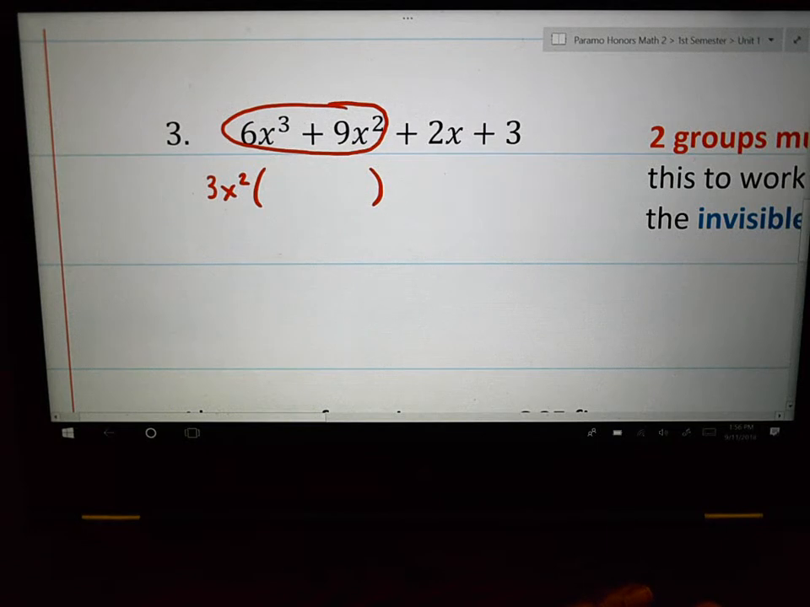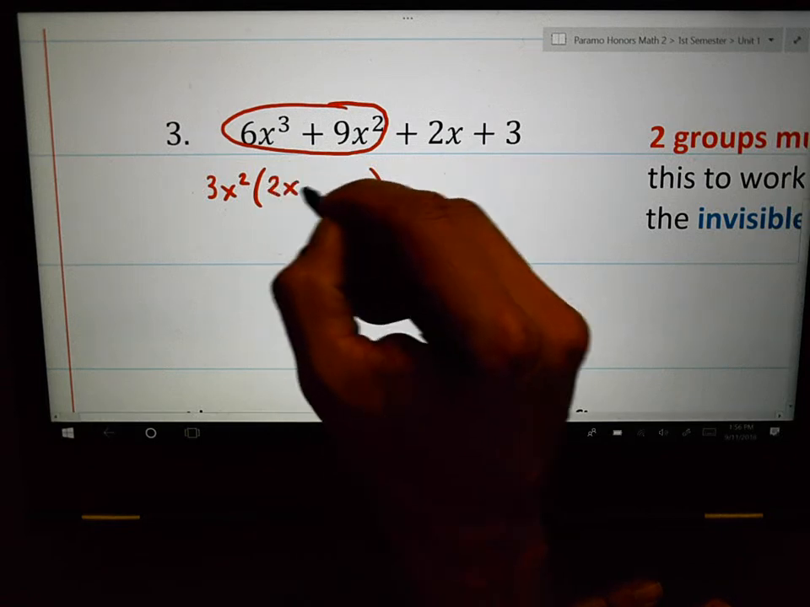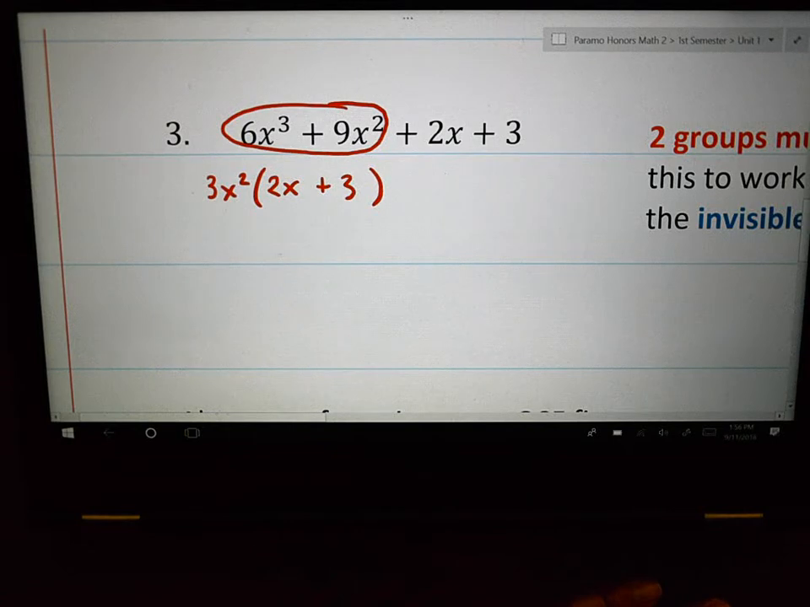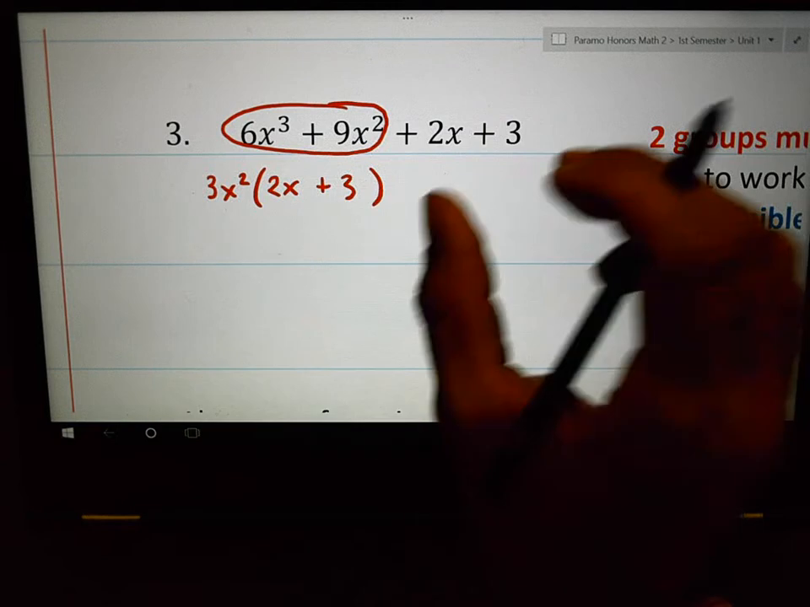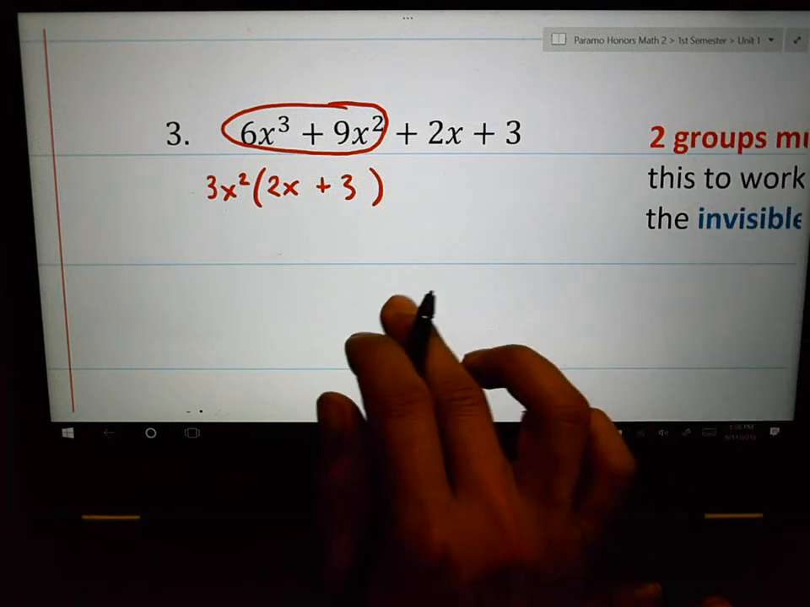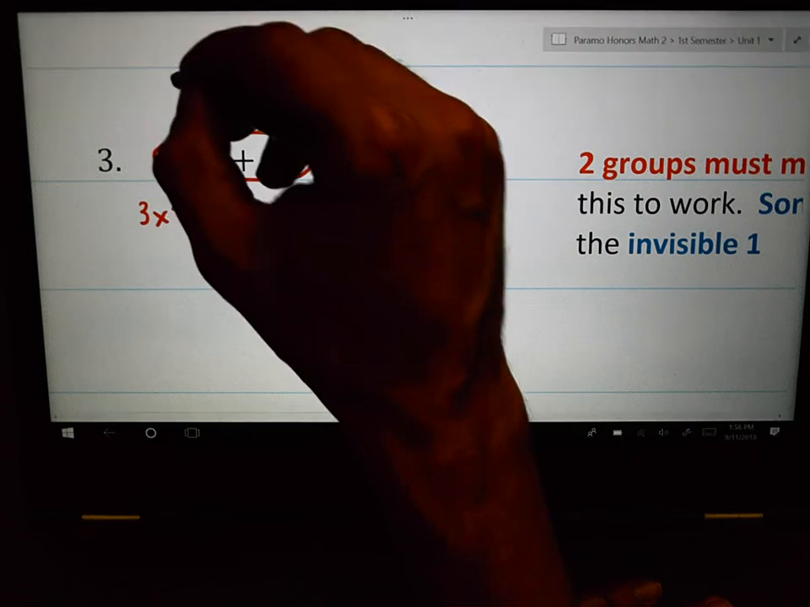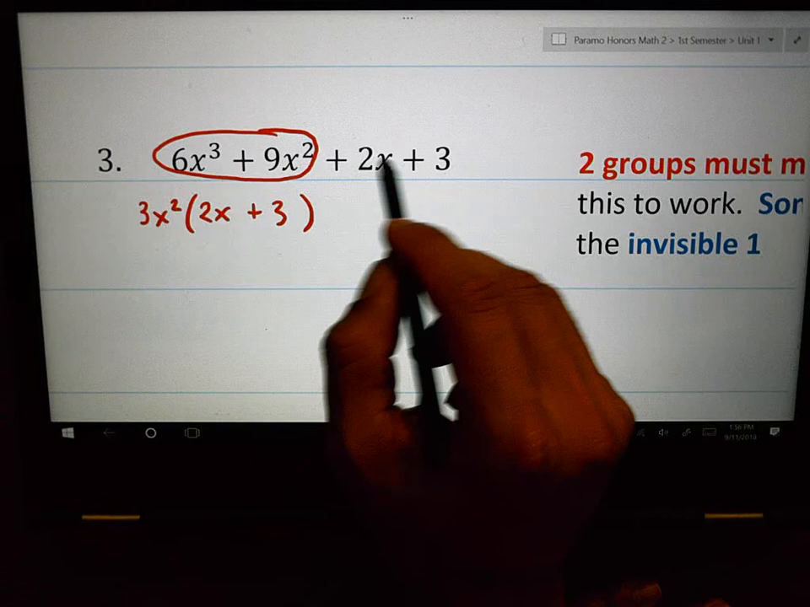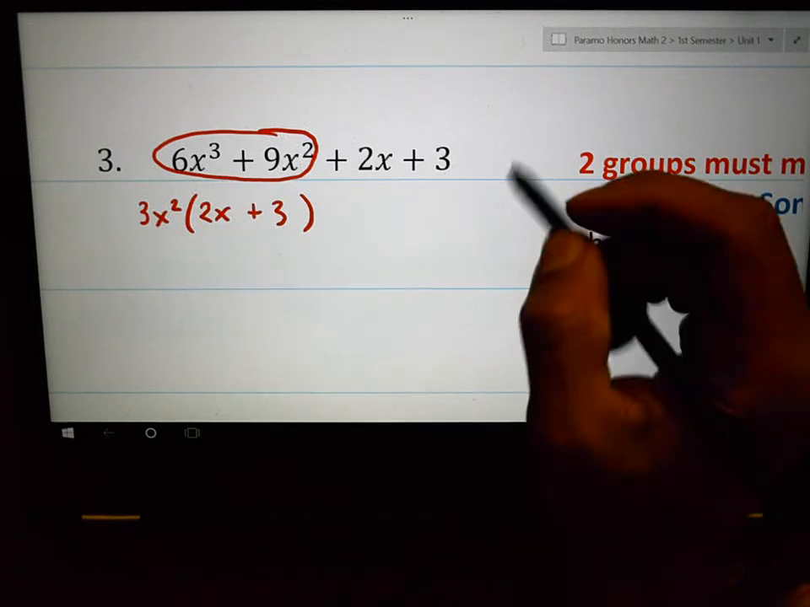What would go inside parentheses if you factor out a 3x squared from these first 2 terms would be a 2x plus 3. Even though these two things are multiplying, we're still adding things. So it is not factored just yet. In order for it to be factoring, we have to have all multiplication. Now, you're adding this 2x plus 3. I want another group of 2x plus 3.